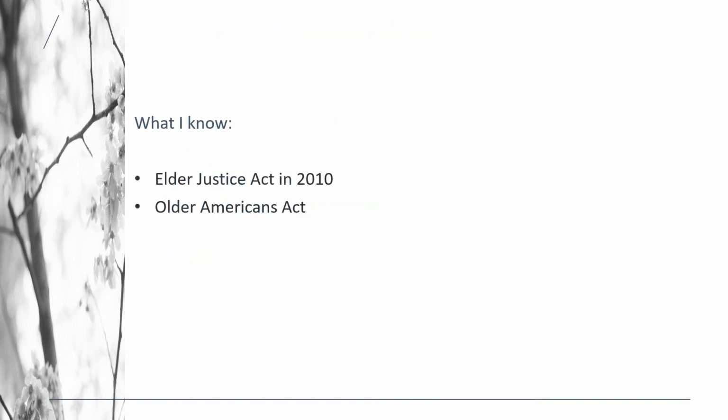As far as political context, I'm aware of the Elder Justice Act of 2010, which is the first comprehensive legislation to address abuse, neglect, and exploitation of older adults at a federal level, and the Older Americans Act, which offers funds for critical services that keep older adults healthy and independent with services like meals, job training, senior centers, health promotion, benefits enrollment, caregiver support, transportation, and more.